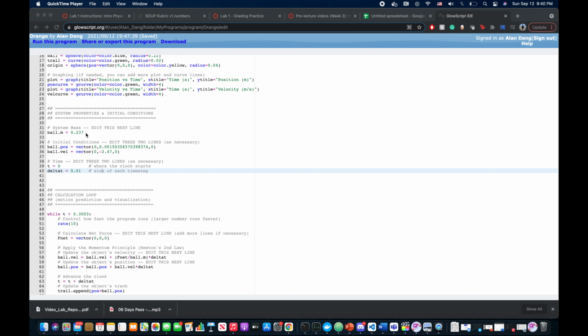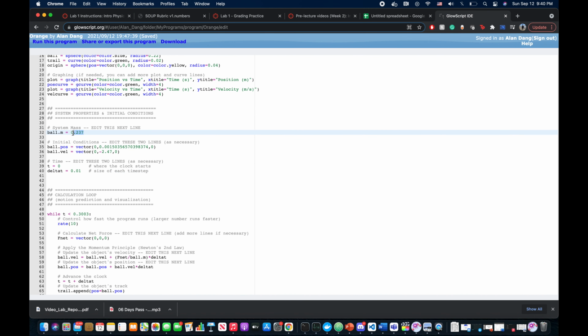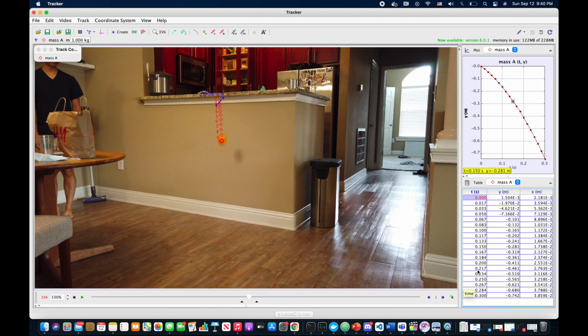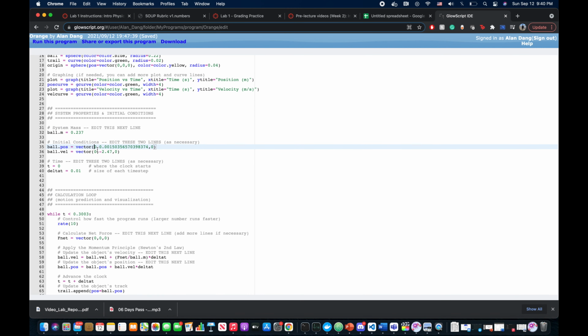Ball M is just mass, so this is 0.237. That's the mass of our orange. I googled it because I don't have a scale. Position is calculated from Tracker, so this is the position when time is 0, and the velocity formula is change in position over change in time. So we use our Tracker data and look at our final position, final time, and beginning time, and we divide those, and we'll get negative 2.47.